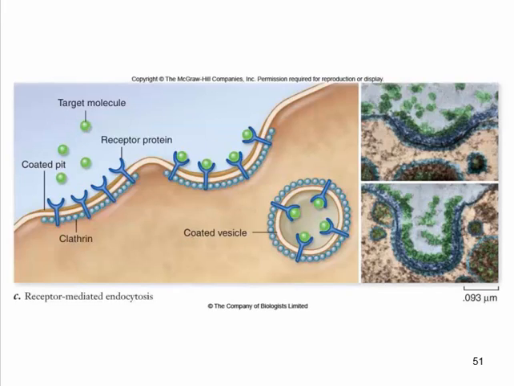A special kind of endocytosis is receptor-mediated endocytosis, and this is very specific. So it's not just whatever happens to be floating around out there. These receptor proteins will bind very specific target molecules, so only those certain things are going to attach, and then those are taken up. So this won't just take up any old thing. It's got to take up these little green target molecules.